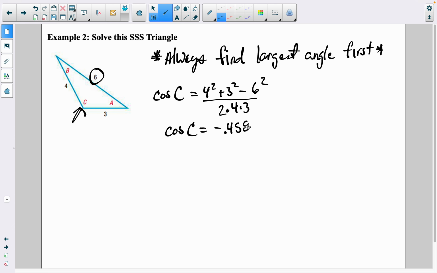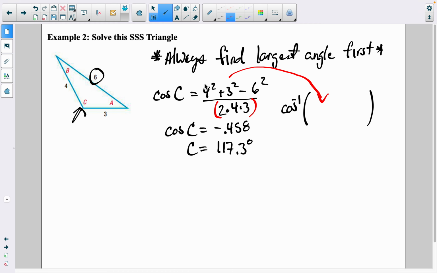And cosine C is going to be negative 0.458. And then taking the arc cosine of it, we'll get C is about 117.3 degrees. Now, in the calculator, I would do cosine inverse, and I would type this right into here, making sure to use parentheses where appropriate. So numerator goes in a set of parentheses, divided by denominator goes into a set of parentheses. So now I know C is 117.3.